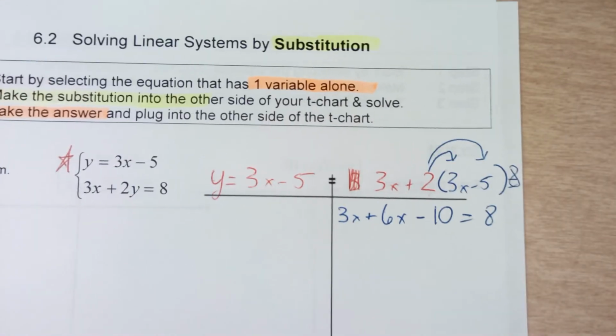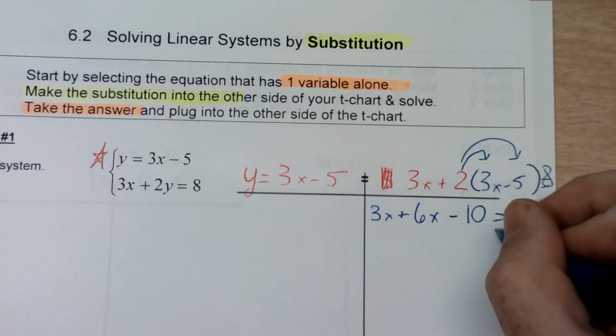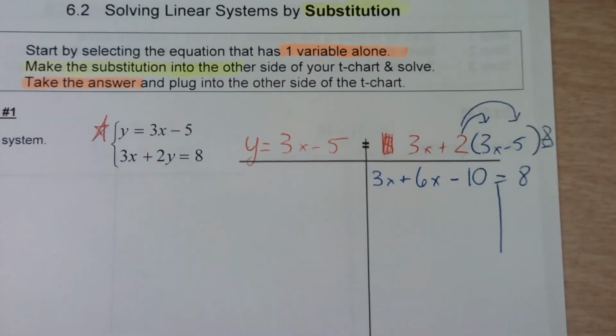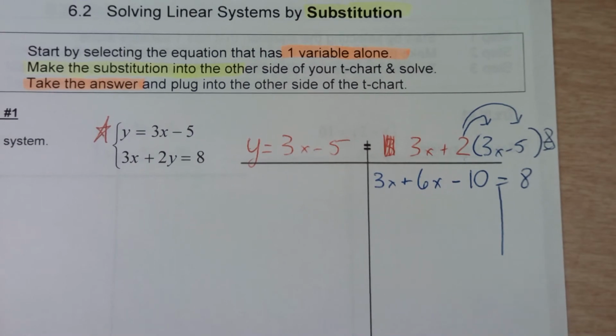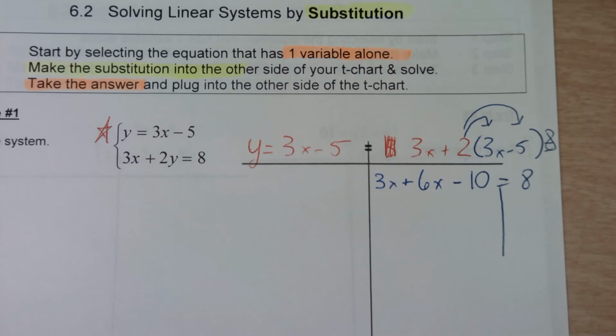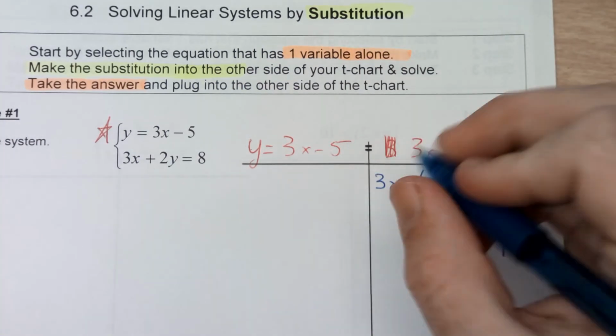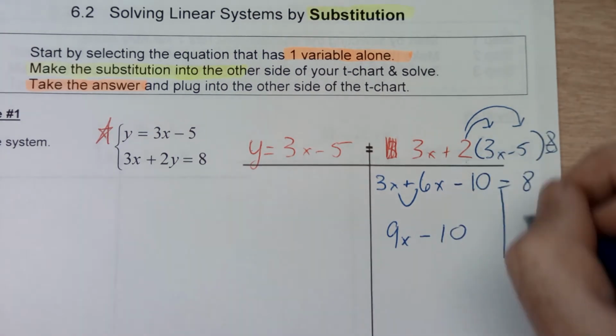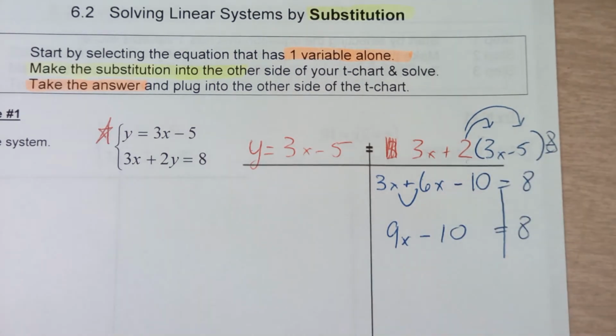Now we just solve this equation for x like we would. These two terms both have an x attached to them, so we can combine them. We combine them and we get 9x. Bring down our minus 10 and our equals sign.